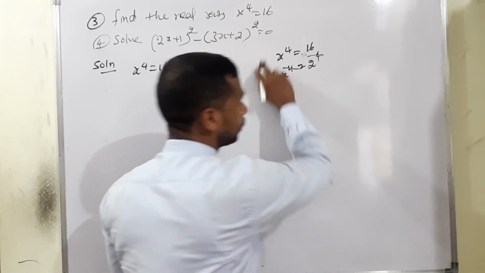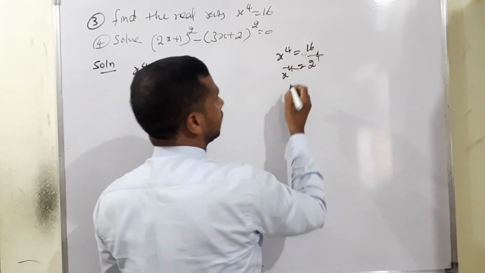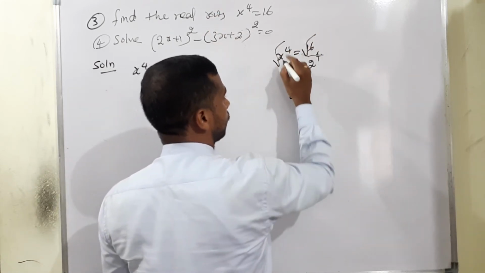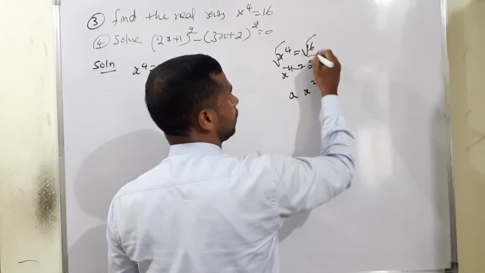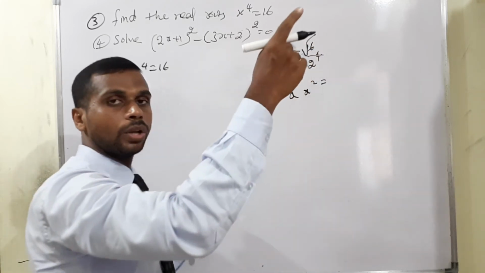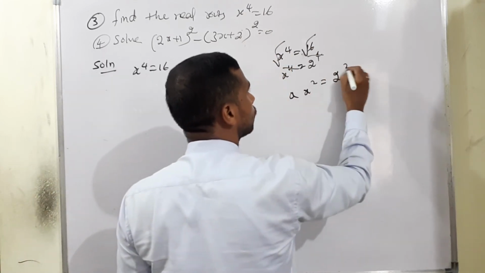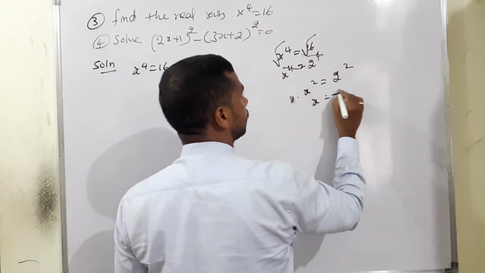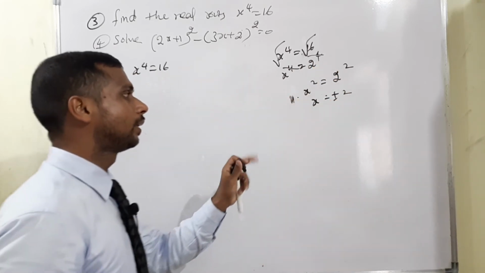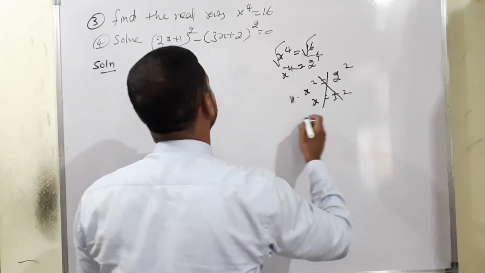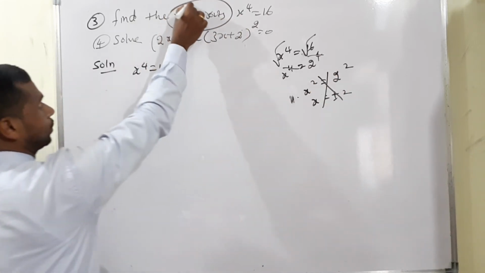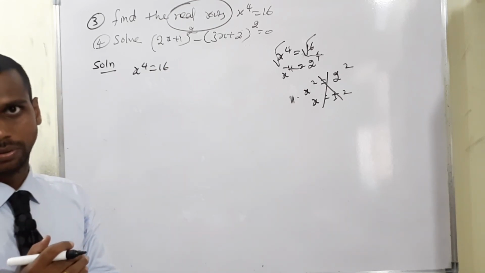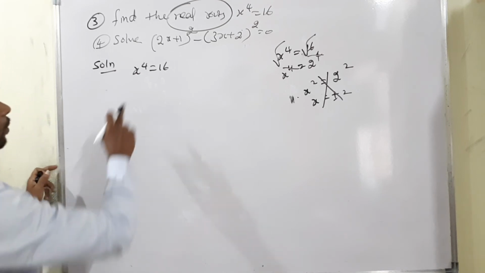But actually this is the wrong method. Next, another condition we can apply: squaring on both sides. Squaring on both sides, x square is equal to 16 power 1/2, which is 2 power 4; the square root of 2 power 4 we can split as 2 power 2. Again x square is equal to 2 square, so x is equal to plus or minus 2. Some people have done it this way, but actually this is a wrong method. Why is it wrong? The question says find the real roots. For such a question we also have to show how many imaginary roots there are. The question is to find the real roots. Therefore, how to do it?